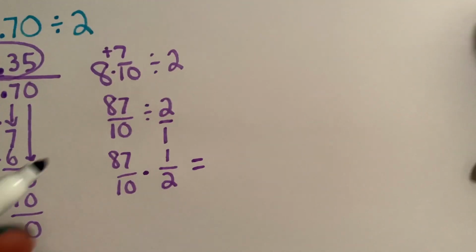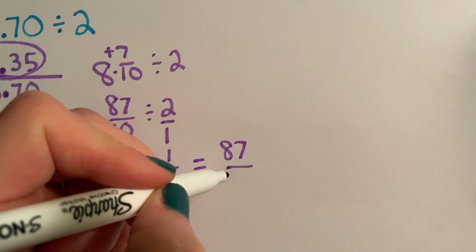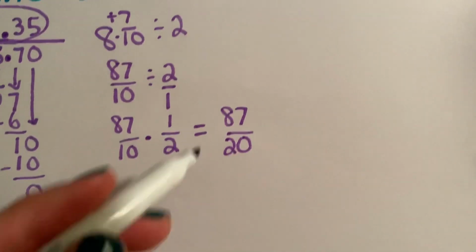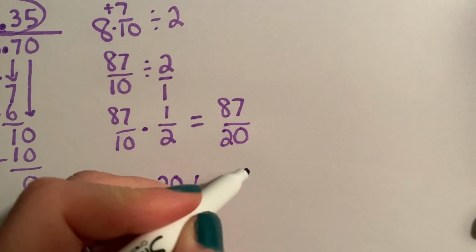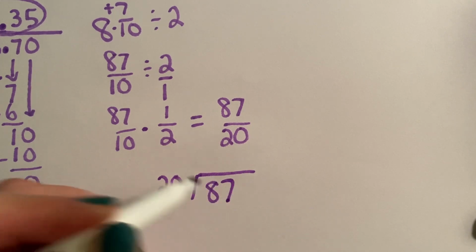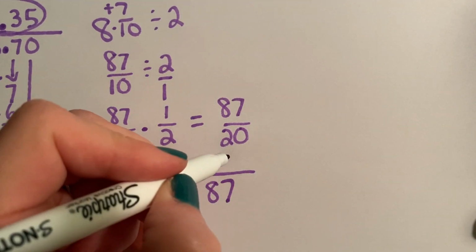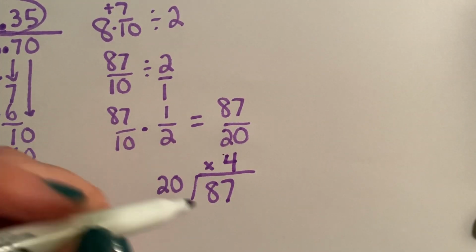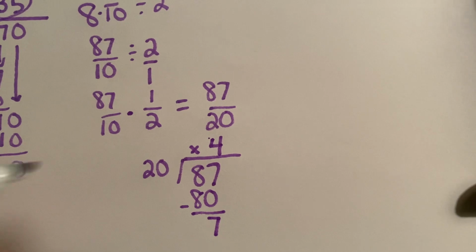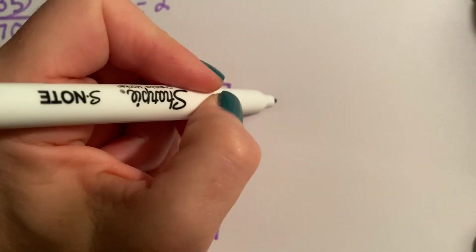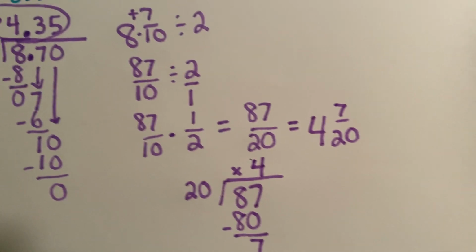And then we could zip zap here straight across. 87 times 1 is 87. And 10 times 2 is 20. Now we would make that back into a mixed number. So let's long divide 20 into 87. 20 does not squeeze into 8, but it does squeeze into 87 4 times. And 4 times 20 is 80. And 87 minus 80 is just 7. So as a mixed number, this would be 4 7/20.